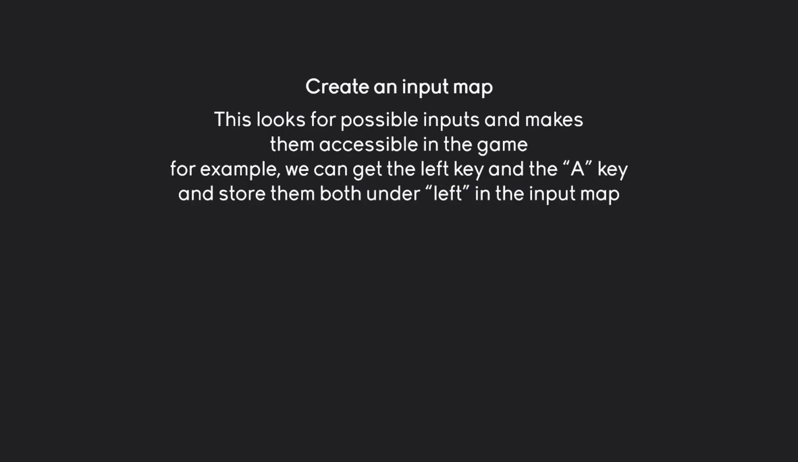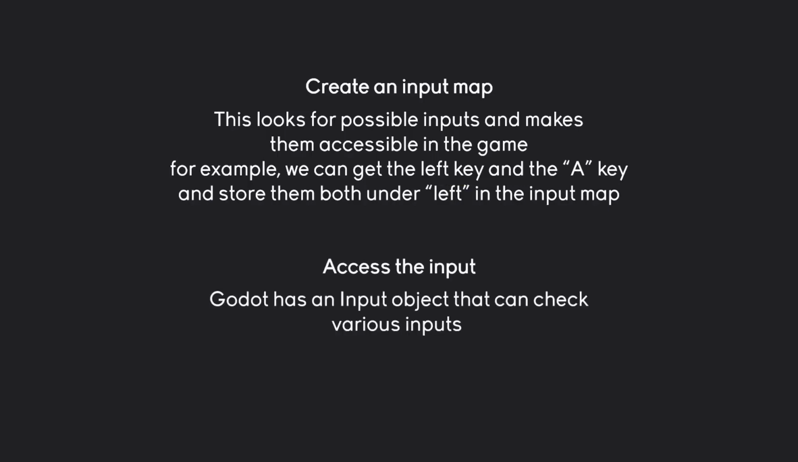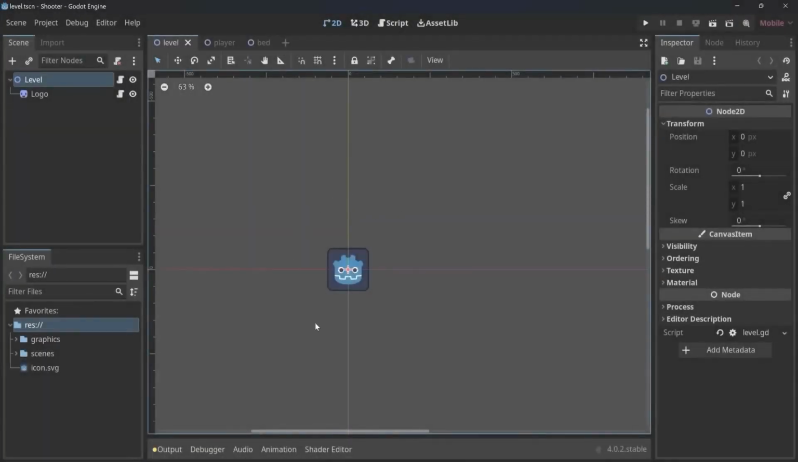Once we have all of that, we have to access the input. For that, Godot has an input object, and this is allowing us to capture various kinds of inputs. All combined, this should be quite easy to implement. Once again, here is the project we have created so far. And I want to get started by creating an input map.